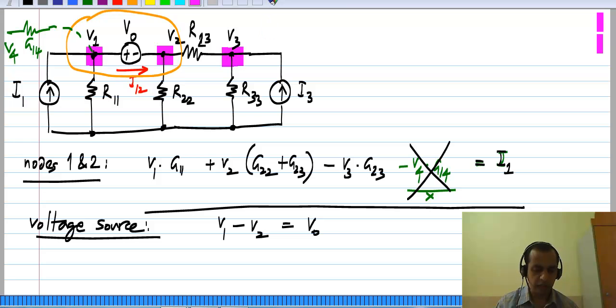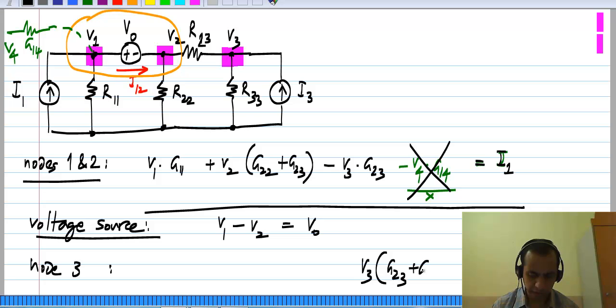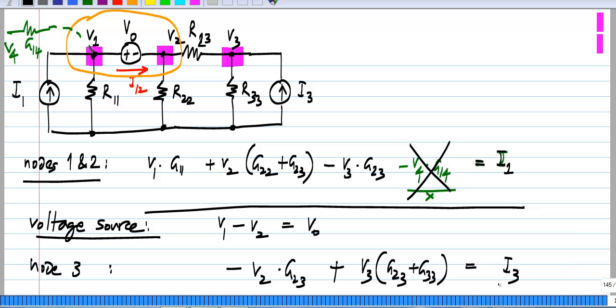And for node 3, the same thing that we always used applies. We'll have V3 times the sum of conductances, which is G23 plus G33, minus V2 times G23. Okay, and the whole thing will be equal to I3. So we have our three equations and three variables, and we can solve for the node voltages.